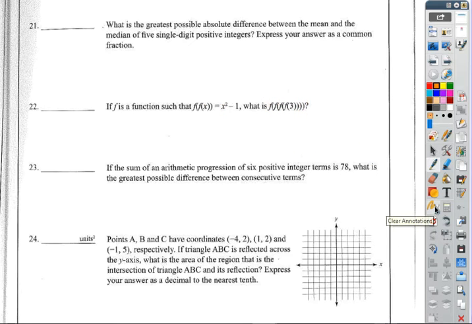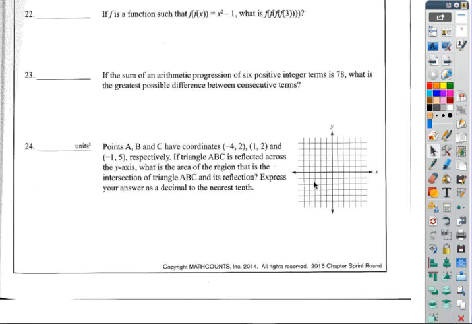All right, the next problem, I'm going to slide it up because it's getting a little low on my screen. So if the sum of an arithmetic progression of 6 positive integer terms is 78, what is the greatest possible difference between consecutive terms? A little vocabulary. Arithmetic means linear. So in other words, the difference from one term to the next is going to be constant.